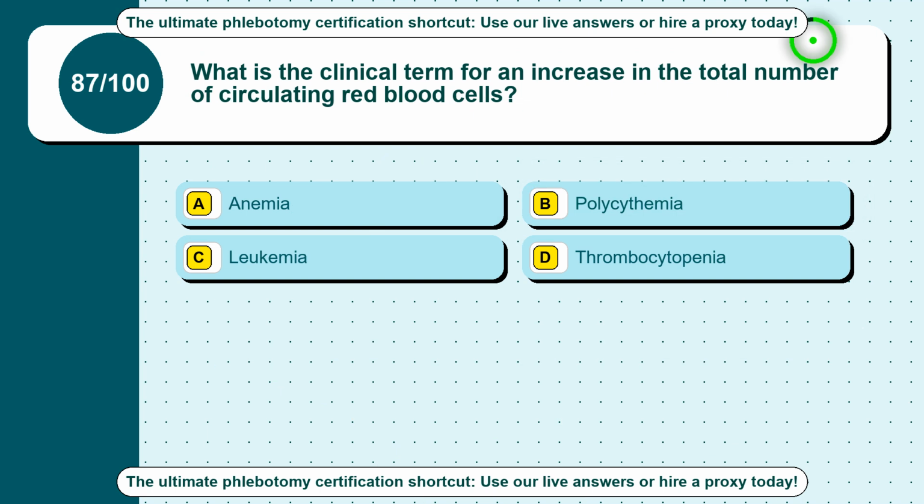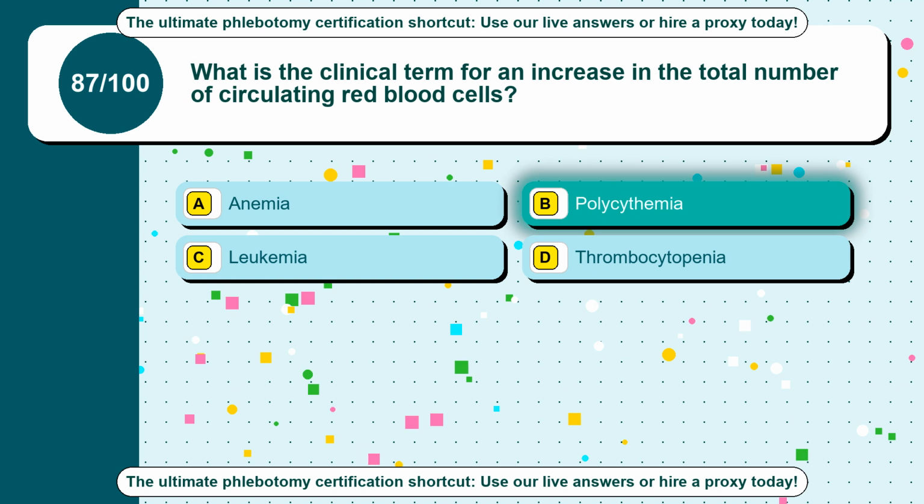Question 87. What is the clinical term for an increase in the total number of circulating red blood cells? Option A. Anemia. Option B. Polycythemia. Option C. Leukemia. Option D. Thrombocytopenia. The correct answer is option B.